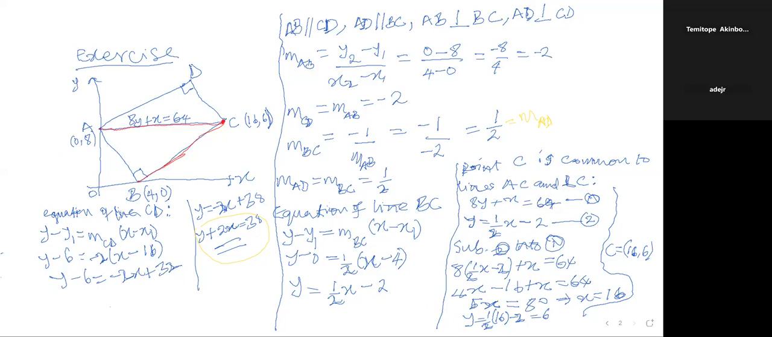Wait, is the gradient 1.5? Gradient of line AD? Is it 1.5? Half, that's 1 over 2. Is that what you are saying? Yes, sir. Yes, correct. Now use that with point A to find the equation of line AD.